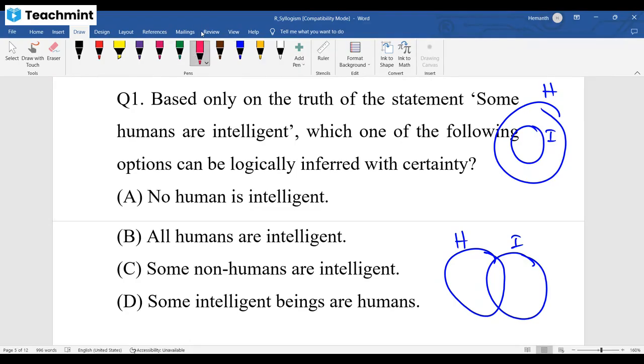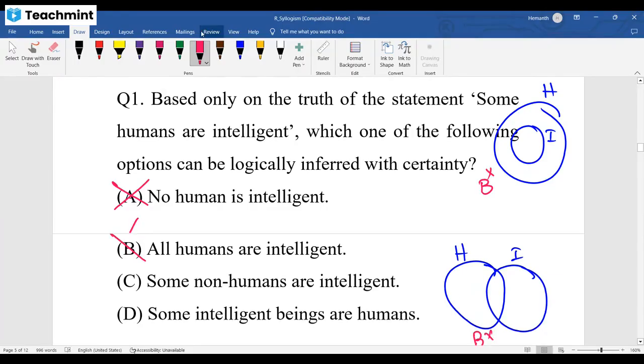Now let's see. First one, no human is intelligent. Are human and intelligent connected? Connected. In the question itself, they said connected, right? Some humans are intelligent. In option A, human and intelligent are not connected, meaning it is wrong. First one, option A is wrong. B, all humans are intelligent. B failed in both diagrams, out.